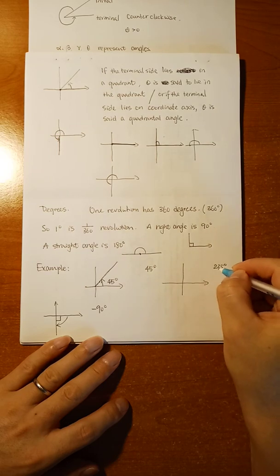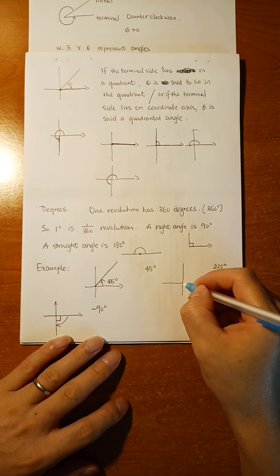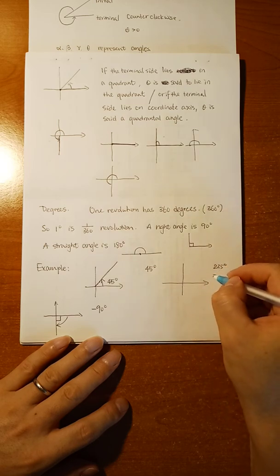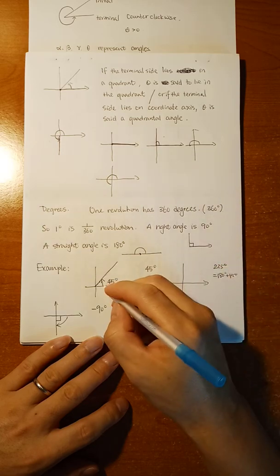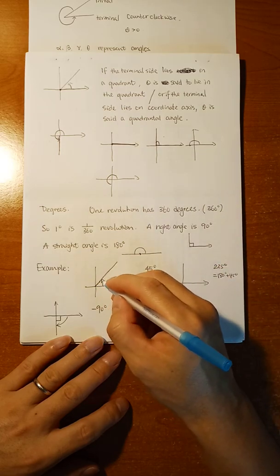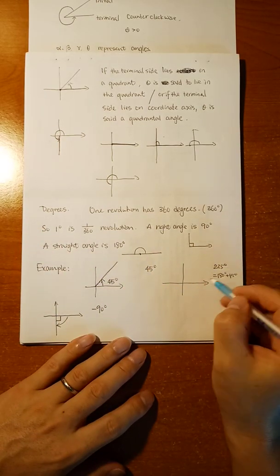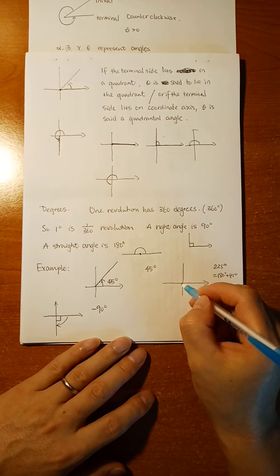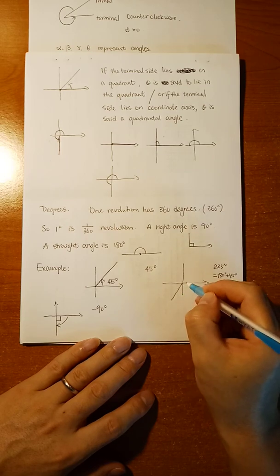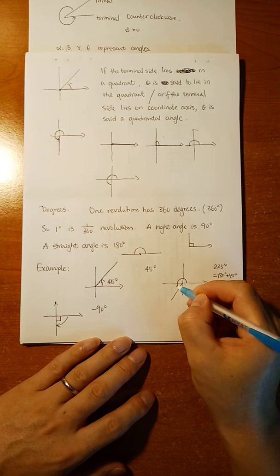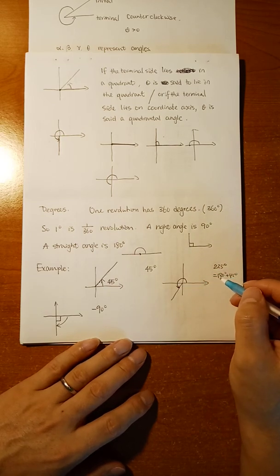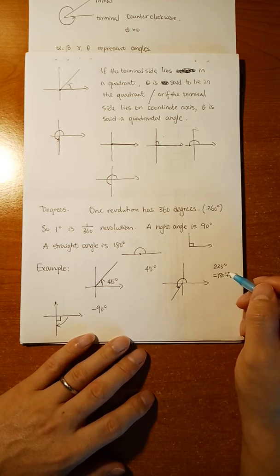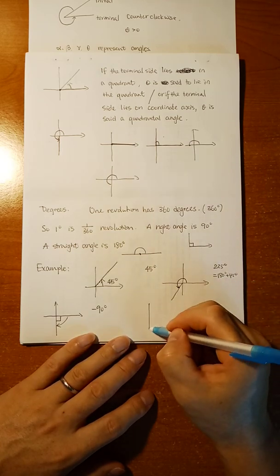225 degrees. You see, 225 degrees is 180 plus 45 degrees. 45 is half of the right angle. 180 is a straight angle, so it's positive, so it's counterclockwise orientation. So it's 225. And last one.